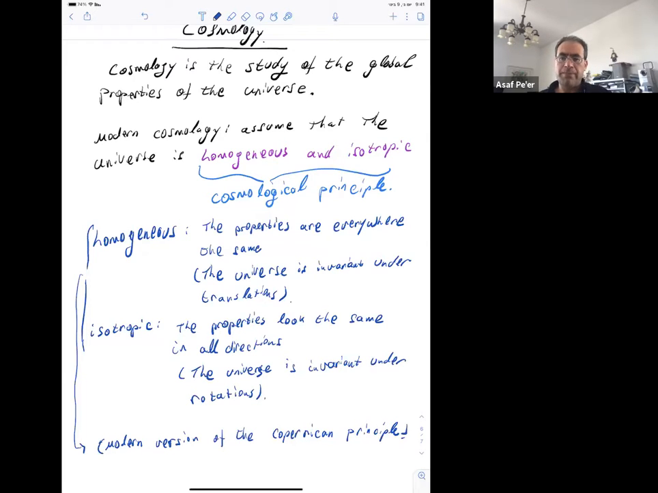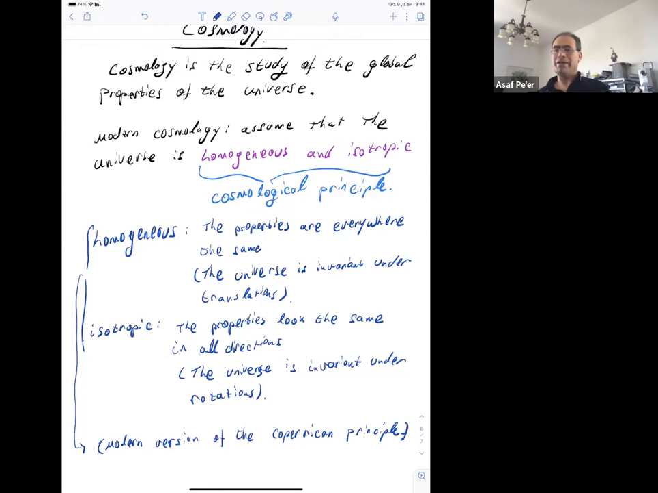Now, it's immediately clear that these assumptions are simply incorrect. When I say the universe is homogeneous, it means it's the same everywhere. But obviously, the conditions here and the conditions at the center of the sun are not the same, fortunately. Also, the assumption of isotropy is incorrect, because if I look to my left and if I look to my right, I don't see the same thing. The world does not look exactly the same in all directions. So immediately we can tell that this is not right.